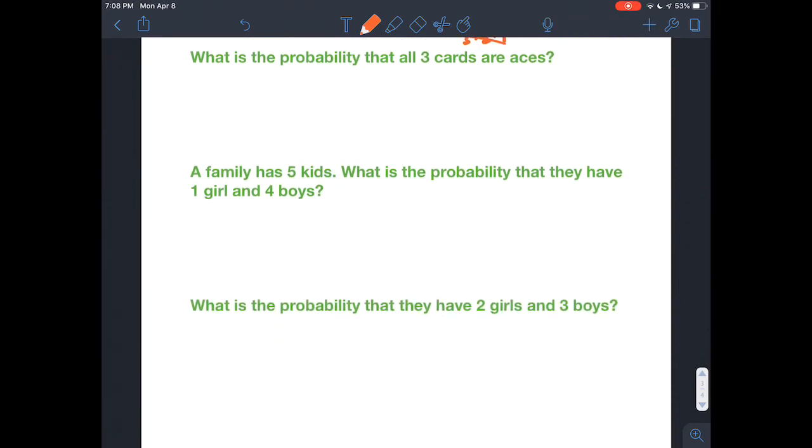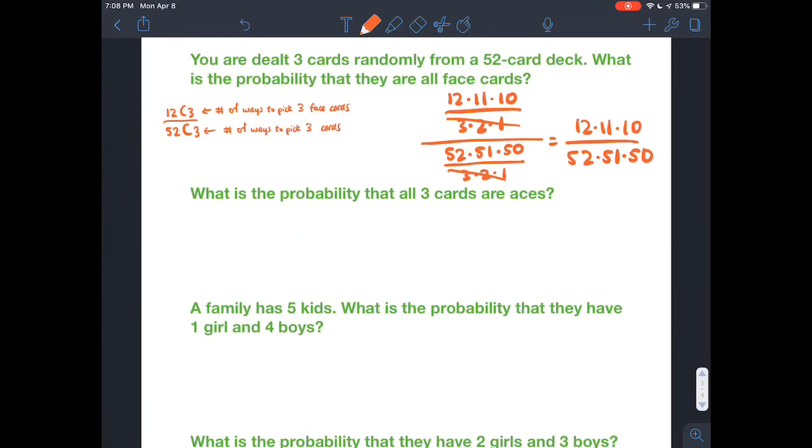Okay, what is the probability that all 3 cards are aces? Okay, here it's a very similar setup. Denominator will be, again, 52C3, because that's the number of ways that you can choose 3 cards. But how many ways can you choose 3 aces? Well, there's actually only 4 aces in the whole deck, right? So the number of ways to choose 3 aces is just 4C3, okay?